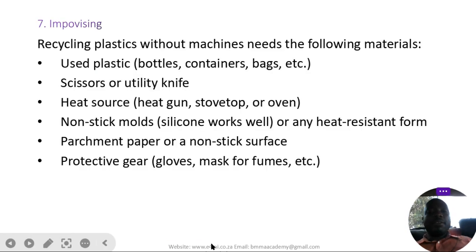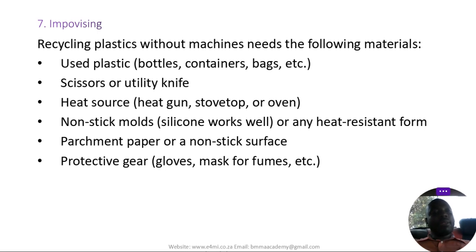So if you do not have any of the machines that we've been talking about, we can also use a process that we call improvising. This is what we do when you don't have the machines, because we can also recycle plastics without any of the machines that we spoke about. We use the following materials.